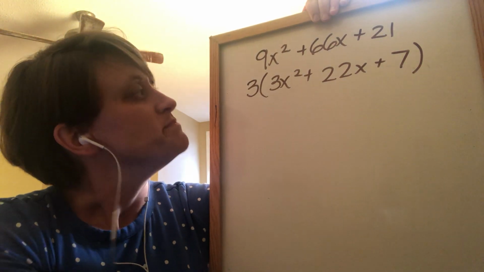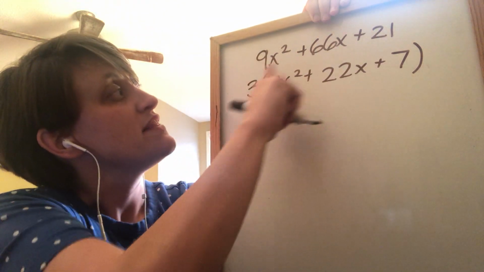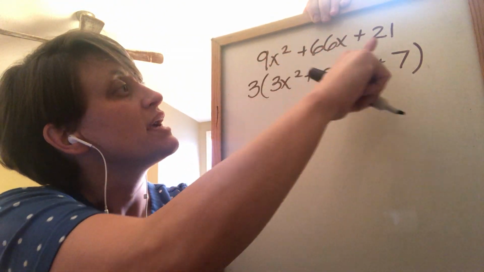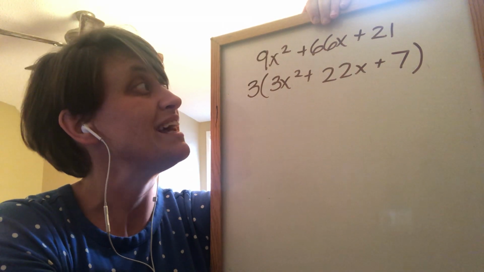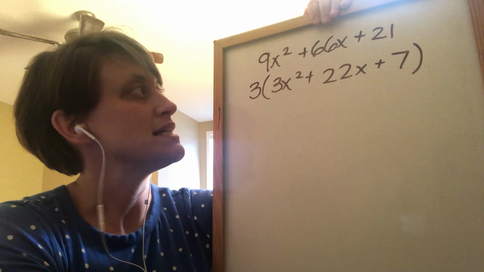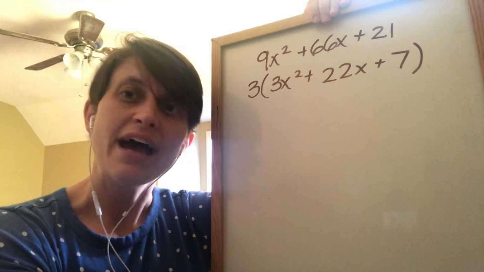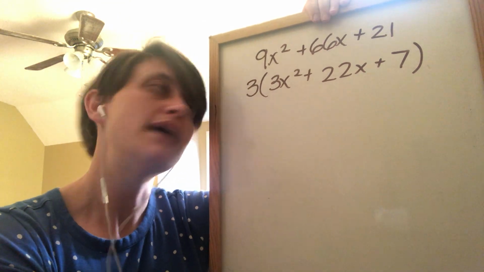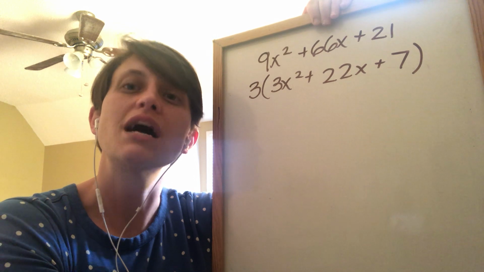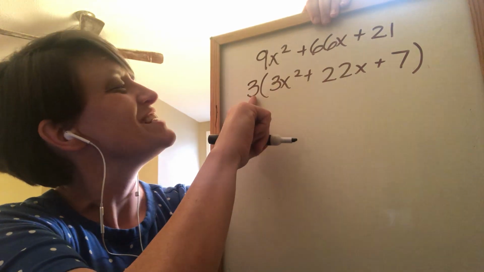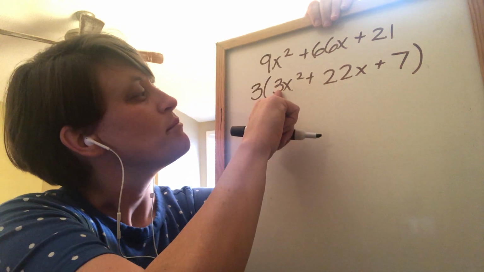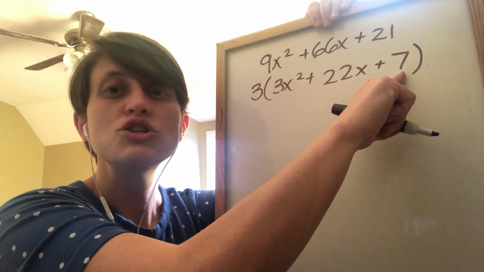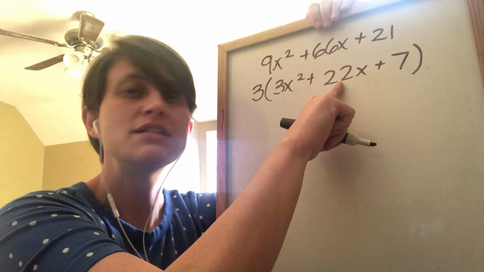Now, I don't know about you, but if I were using the AC method here, I would have to find factors of whatever 9 times 21 is. I think that's 189 that add to 66. I don't know factors of 189 off the top of my head. That would probably take me a long time. I'd be very frustrated. But if we take out a 3, now we're looking, if we use the AC method, at a product that is 3 times 7, 21, and a sum that's 22.